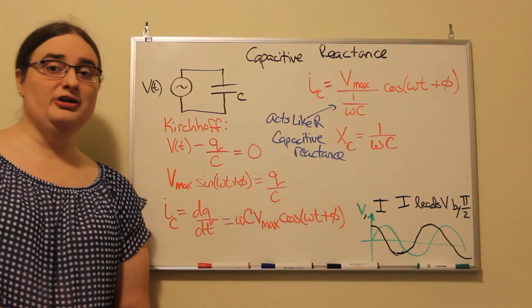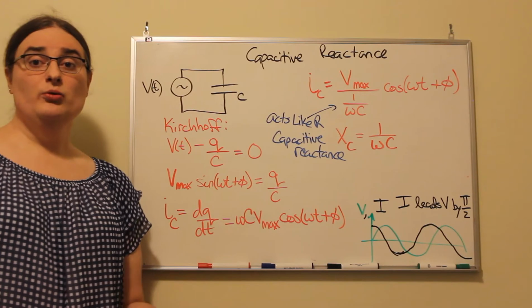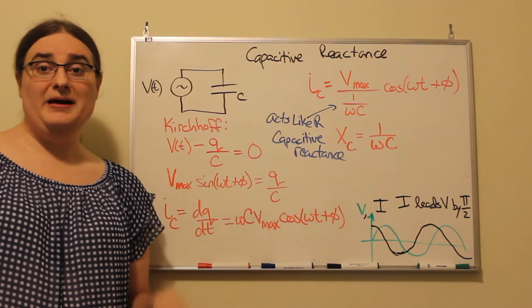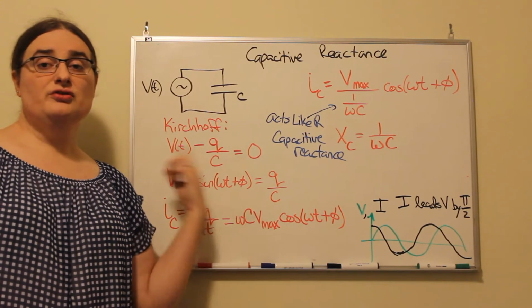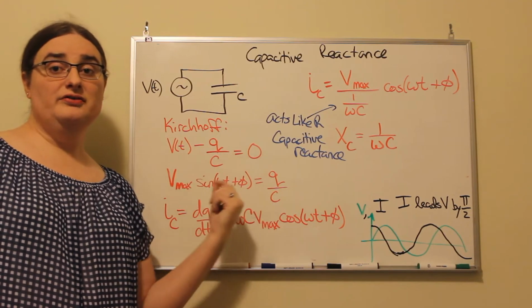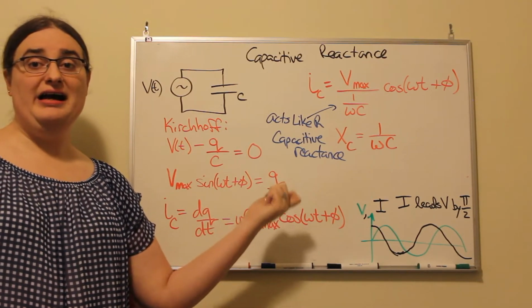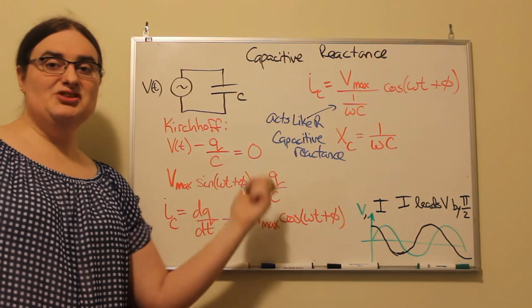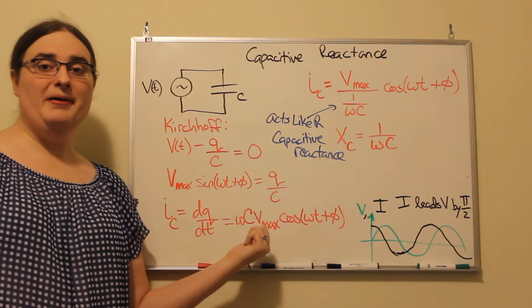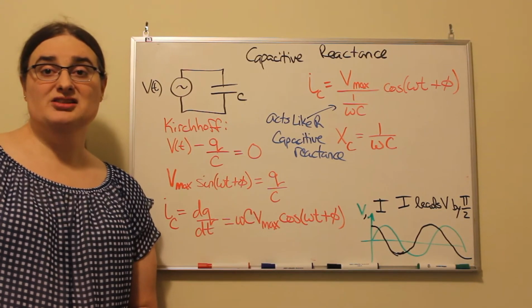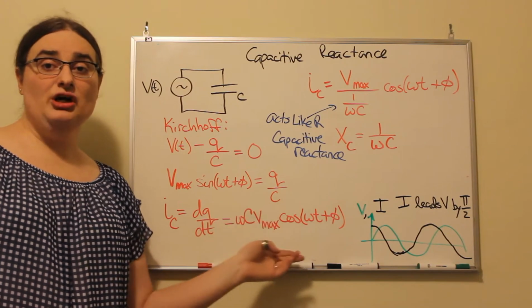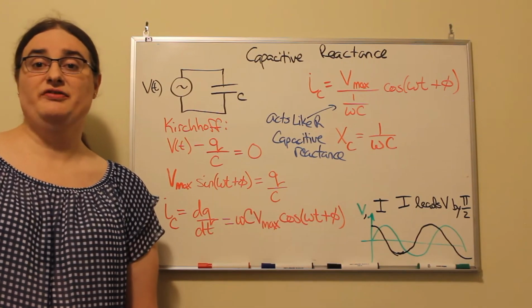So the effective current of that capacitor would be the change in charge on that capacitor with respect to time. So if I take the derivative of sine omega t plus phi, I get omega times the constants that were out in front, the capacitance, times my maximum voltage, times the cosine of omega t plus phi.